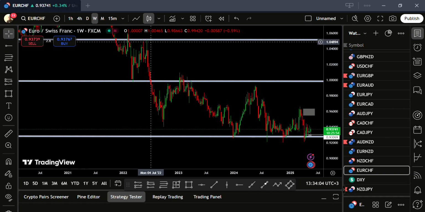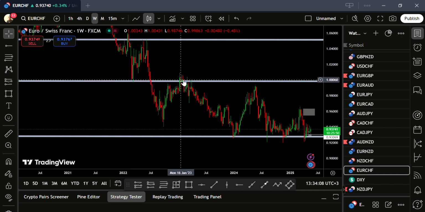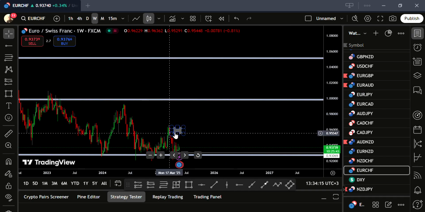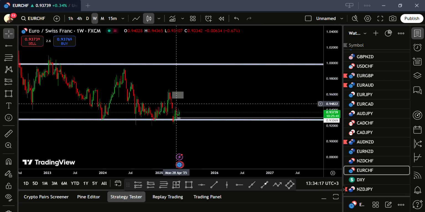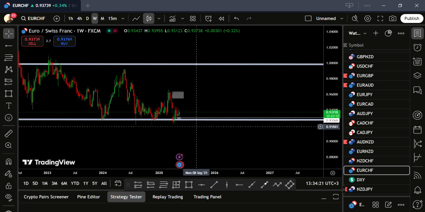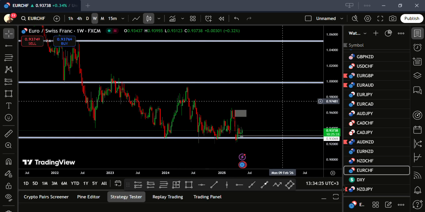Came back up, broke this area here. After breaking this area, retested the first time, fell down. Came back to retest the second time, fell down. Okay, now is it retesting the third time? No, it looks like it wants to break down. Or go back, test here and come and break down. That is what I'm thinking. But we'll see what price is going to do.